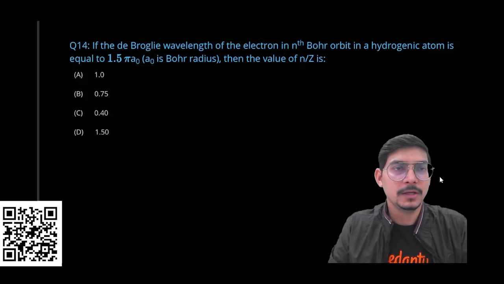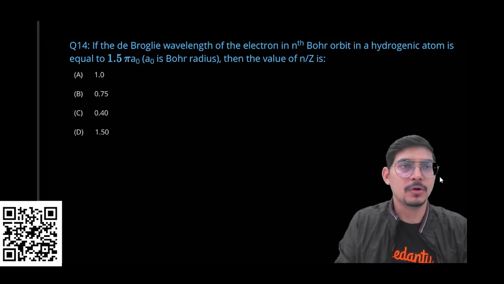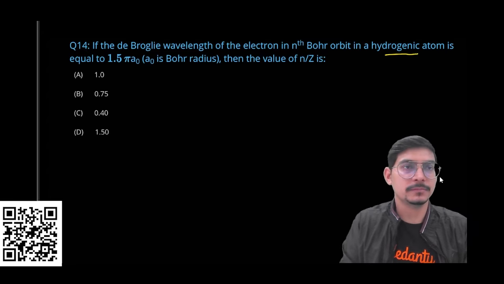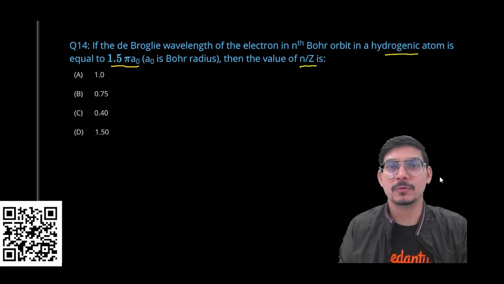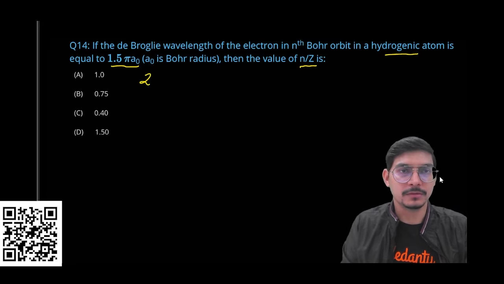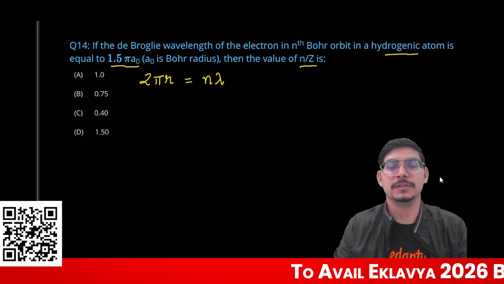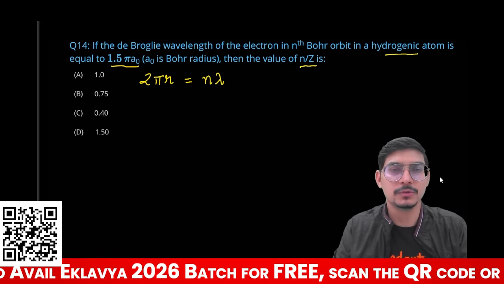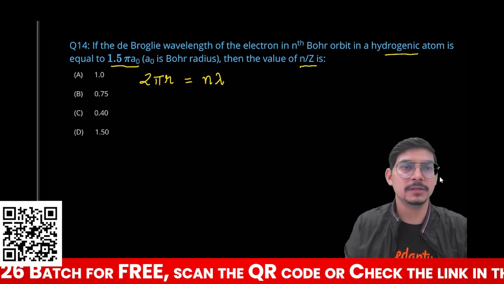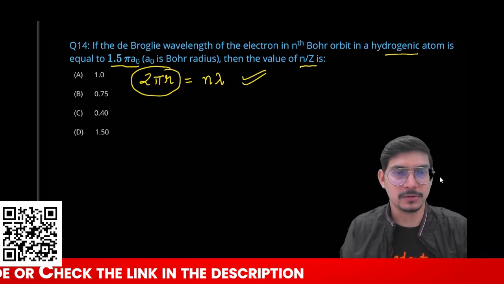Hi everyone. In this question, the de Broglie wavelength of the electron in nth Bohr orbit of hydrogenic atom is given as 1.5 a0, and we have to find out the value of n by z. N is the principal quantum number and z is the atomic number of the species. So we know the condition 2 pi r is equal to n lambda is applicable if we assume that electron revolves in a circular orbit and that it shows wave nature. So electron should form a standing wave, and as a result, the circumference of the orbit should be an integral multiple of the de Broglie wavelength of the electron.